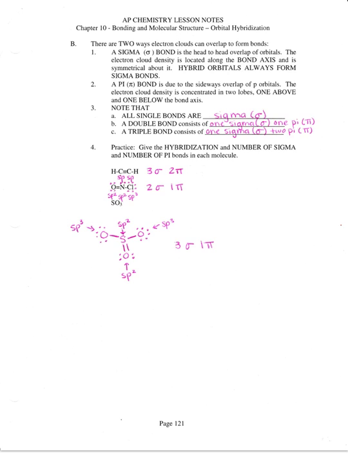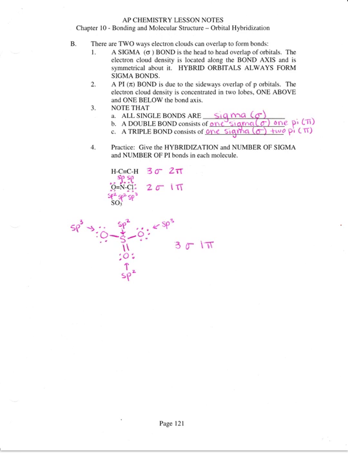All single bonds are sigma bonds, which means there's a head-to-head overlap for all of them. Double bonds have 1 sigma and 1 pi, so one of the bonds will have a head-to-head overlap, and the other one will have a sideways overlap. And then for a triple bond, there's 1 sigma, so there's 1 head-to-head overlap, and there's 2 pi, so there are 2 sideways overlaps.